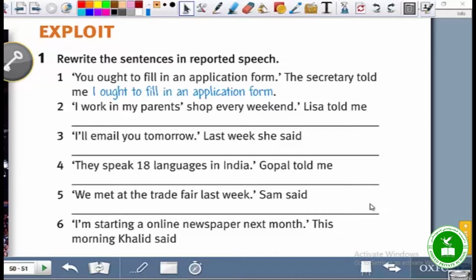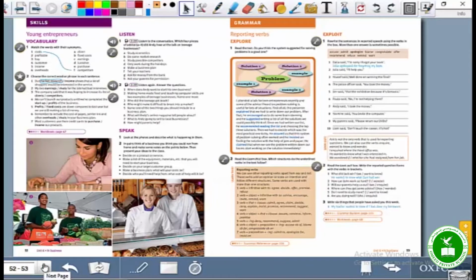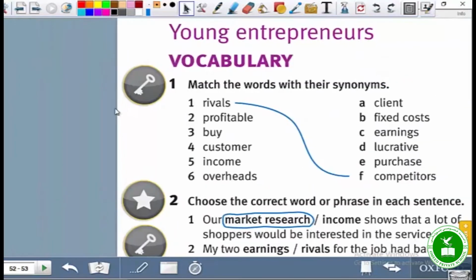As you know, in the previous lesson we talked about what reported speech is, and if you remember we did some of the examples in the exploit part and some of them were your homework. So for today, let's start our new lesson, and it is skills.